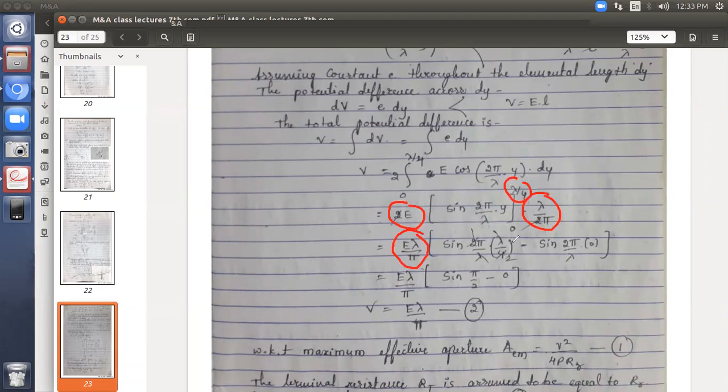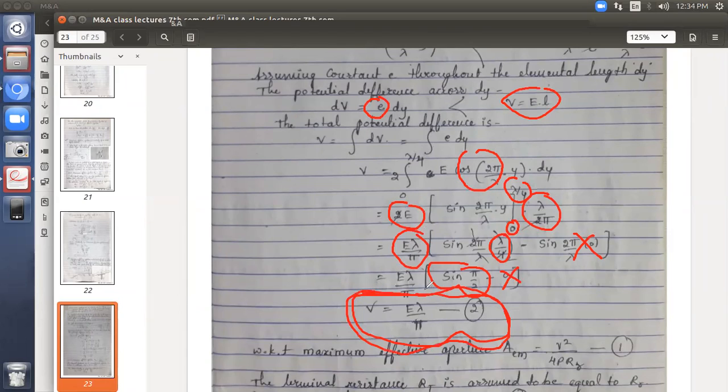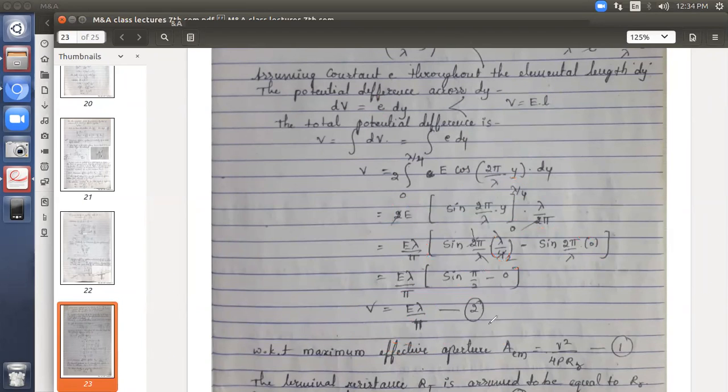Apply the limits, lambda by 4 in both. The lower limit is 0, so this will vanish. Second term will vanish. The first term you will get sine of pi by 2. Sine 90 is 1. So voltage induced is this. Earlier it was very simple. Voltage was E into L. Directly we substituted. But here we have to consider this small e because of the sinusoidal distribution of the current. So new value of E will be in terms of cos. So that's why the induced voltage is not very simple. It is in terms of E into, it is not L, it is lambda by pi. Okay, this is one equation.